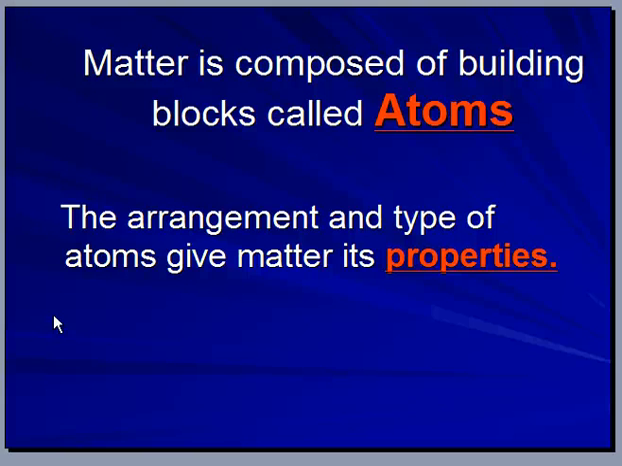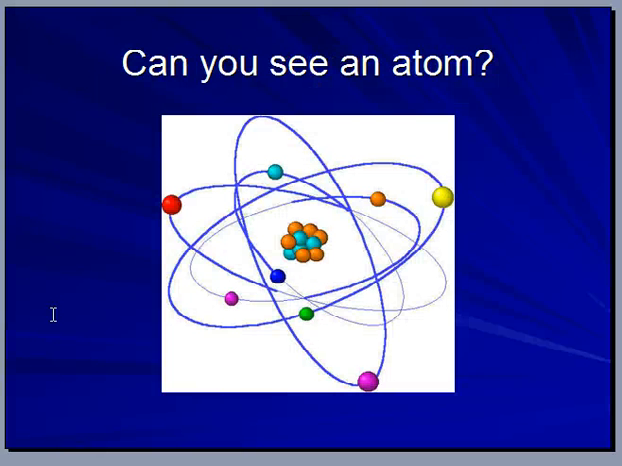Well, it's the arrangement that gives us our different looks. In other words, the arrangement and type of atoms give matter its properties. You and I, it's the arrangement that has us looking different. So, can you see an atom? No. You cannot see an individual atom.